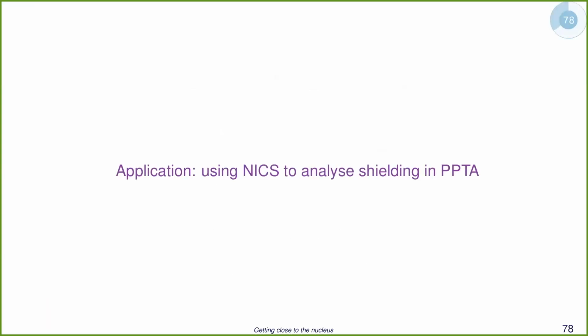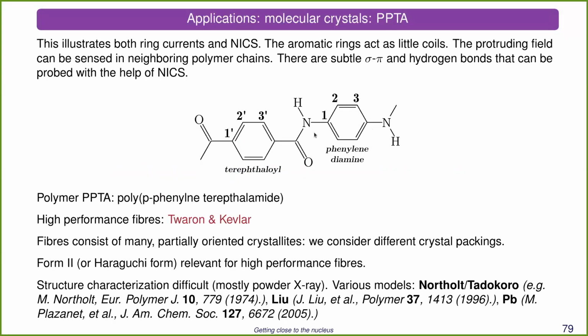Okay. So now we have to go to applications. This application is nice because it illustrates two things. It illustrates nuclear-independent chemical shielding, and it illustrates ring current effects. And this is an old calculation that we did, well, Pega did, on a molecular crystal, and in this case, a polymer. We have a polymer here. This is this PPTA. And this is an important ingredient of a high-performance Twaron or Kevlar. It depends on where you buy it, whether it's called Twaron or Kevlar.